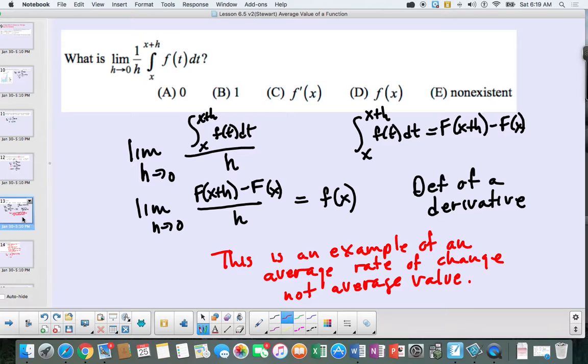Let's take a look at this problem. This is a limit, and I went ahead and rewrote the limit into a fraction form, and I looked at this expression right here, and that is an area accumulator, which I represented by the fundamental theorem of calculus, and then resubstituted, and then I figured out this answer is f of x. It's actually the definition of a derivative. So this is an example of an average rate of change, not an average value.